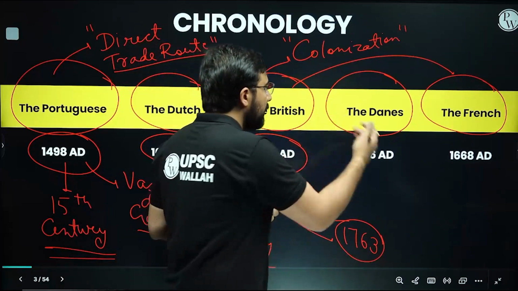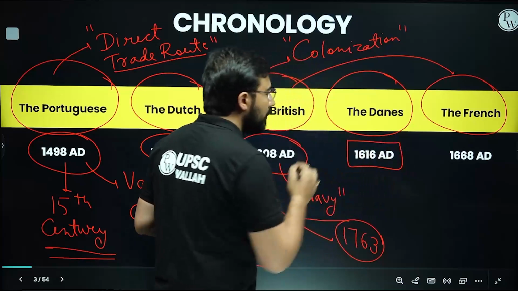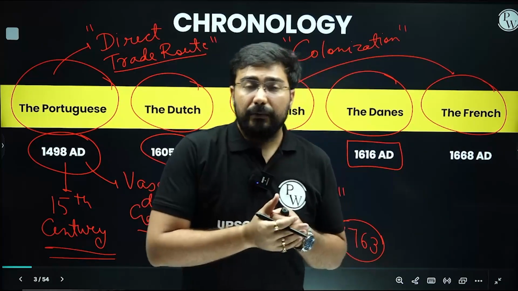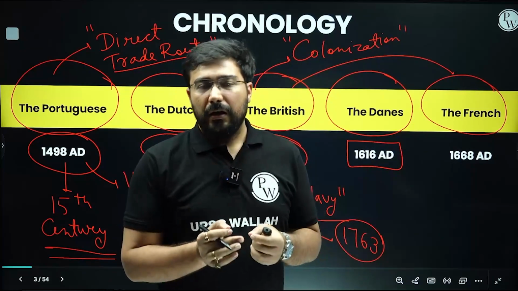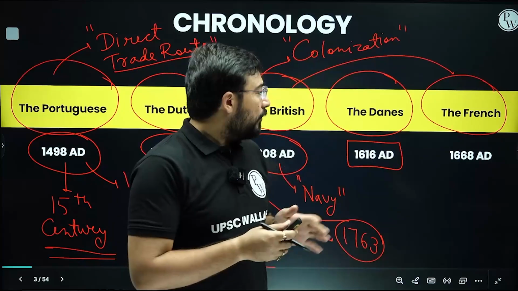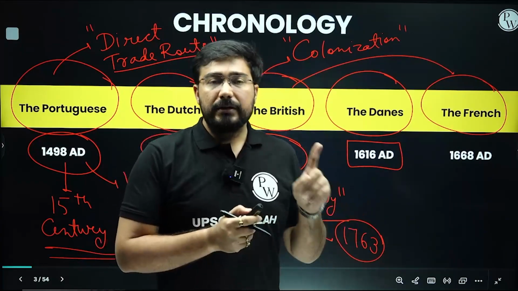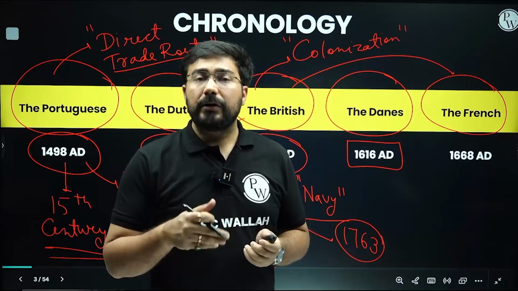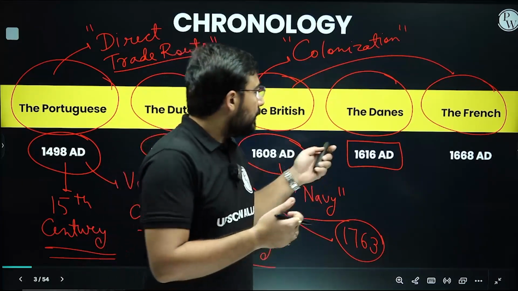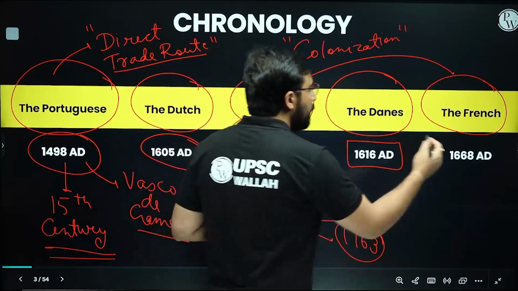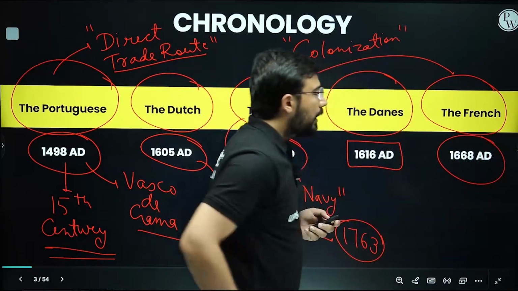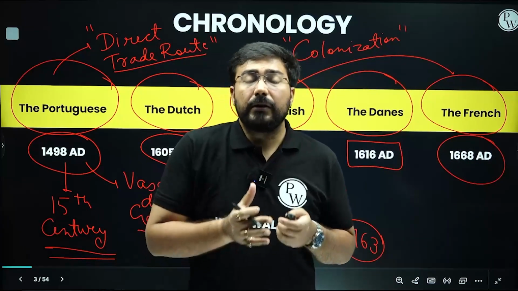After the British, we also see the entry of the Danish company. The Danish company was not that strong, nor were they too interested in trade and commerce. Their only area of functioning was religious conversion. They wanted to promote Christianity, and that's what they believed in. After the Danish, we see the entry of the French. The French were a strong power.